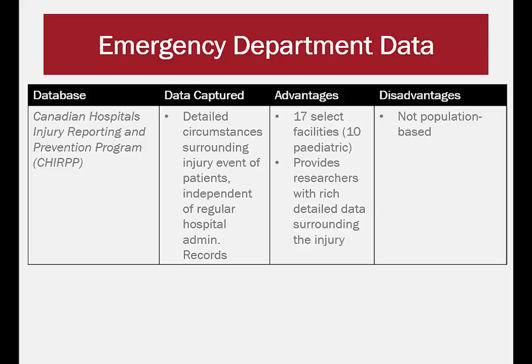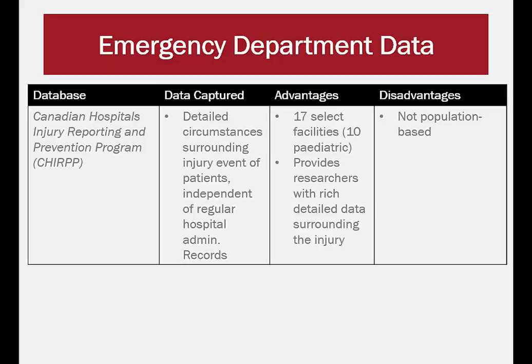CHIRPP is unique because it collects pre-event data by asking questions such as, what was the injured person doing when the injury happened? What went wrong? Where did the injury occur? Patients complete a one-page questionnaire that contains information on circumstances surrounding the injury. What was the injured person doing at the time? What caused the injury? Factors that contributed to the injury. Time and place of occurrence. Age and sex. Hospital staff fill out nature of injury, body parts injured, treatment.